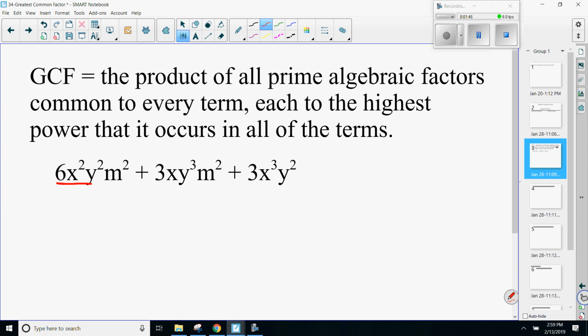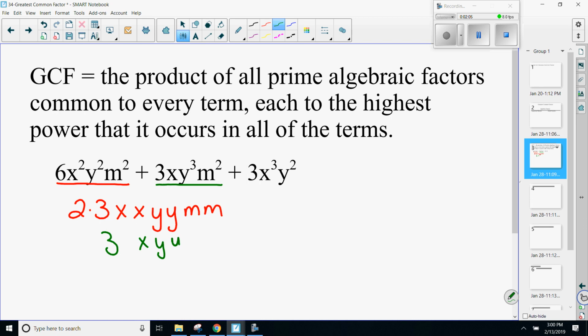The first term, if I break that down into prime factorization, it's 2 times 3, then you have x squared, which is 2 x's. Y squared means you have 2 y's, and m squared means you have 2 m's. If I look at the next term, it's 3. You have an x, you have 3 y's, and you have 2 m's. And then the last one, you have 3 x cubed and y squared.